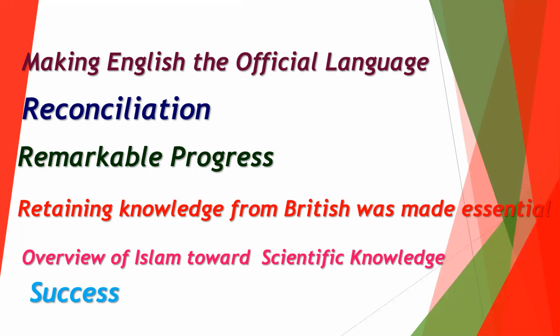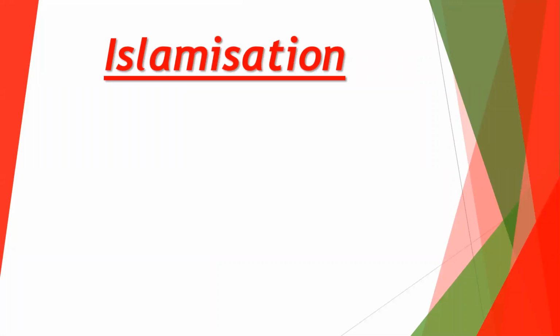Today, the topic which we will discuss is Islamization. Over the years, the country has moved progressively toward the establishment of an Islamic state and an Islamic social order. You know that Pakistan was achieved in the name of Islam, and the Muslims of India demanded a separate country because they wanted to live according to their religion, Islam, according to the teaching of the Quran and Sunnah.